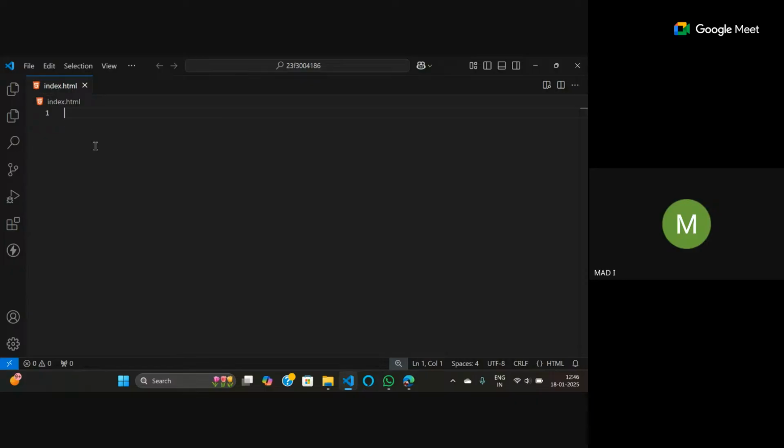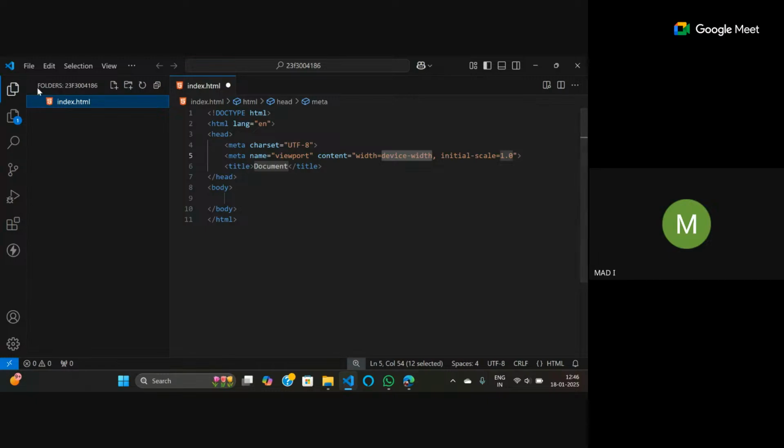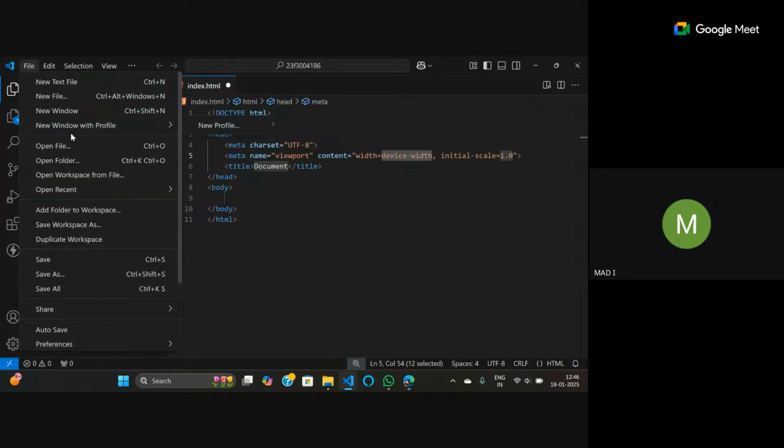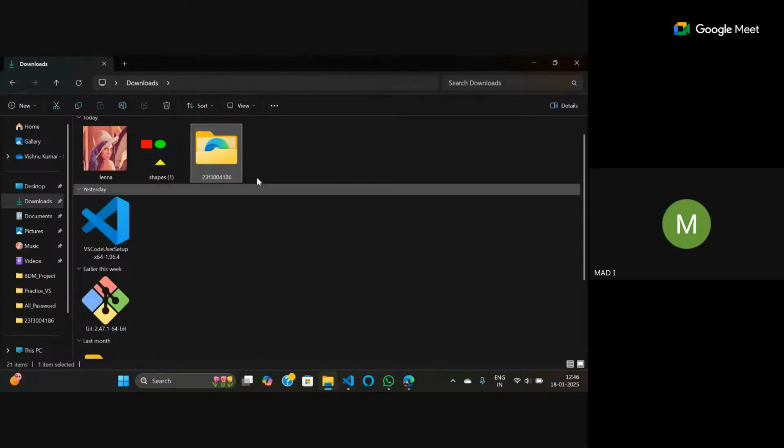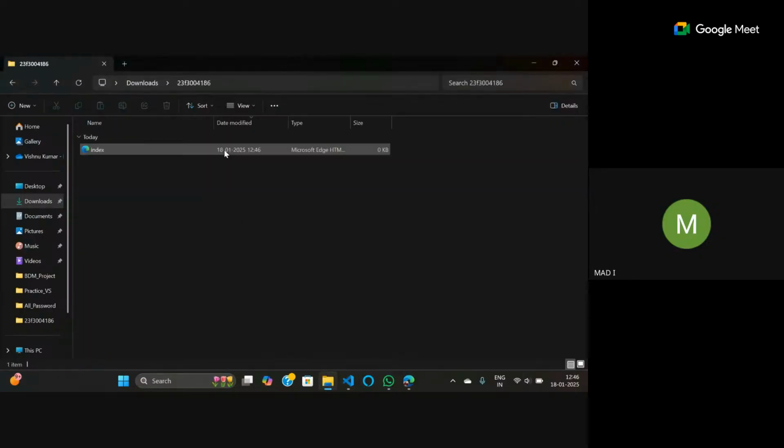Just go to that folder from File Explorer. Go to your File Manager. Yes, ma'am. I said File Manager, not VS Code. Open that folder. Yeah, working fine only. It was already open. Is it okay? Yeah, it's fine.